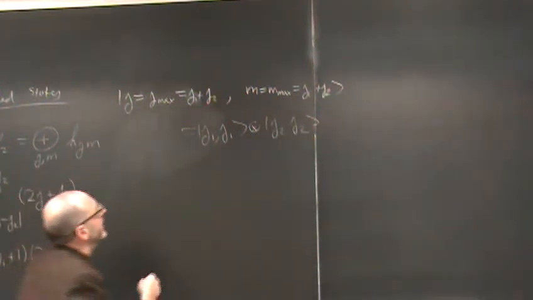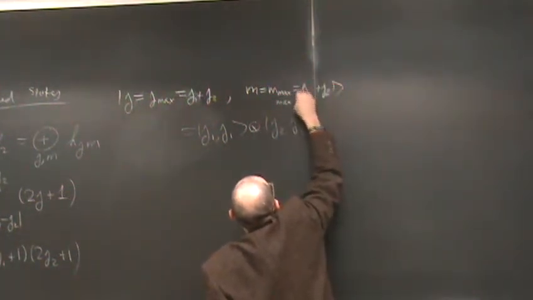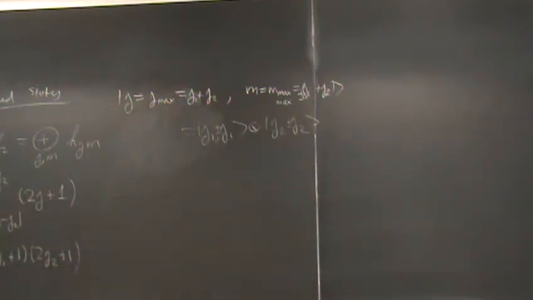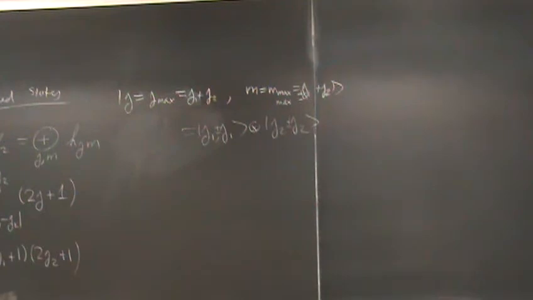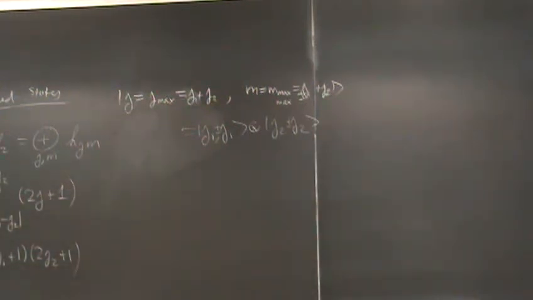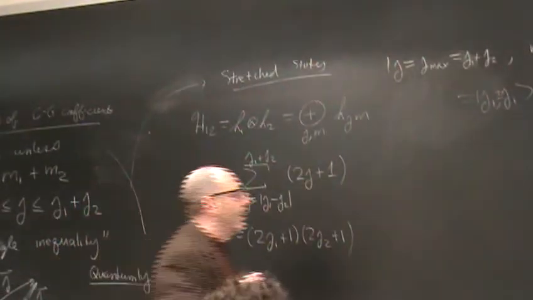Okay? And similarly, if I have the minimum value here, plus or minus, plus or minus. Okay, so those states are the same in both representations. There's only a unique state, that is the stretch state, but every other state in the coupled representation is a superposition of states in the uncoupled representation. All right? Any questions about this so far? All right, let's continue then.